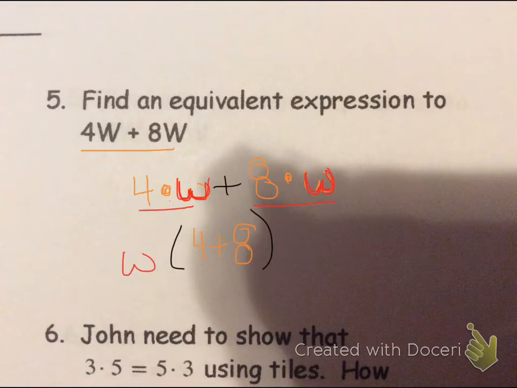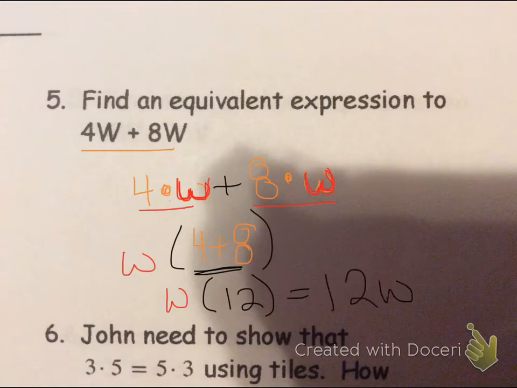Alright, so we have W times 4 plus 8, and now remember with our order of operations we have the 4 plus 8, those are like terms, we know we can go on ahead and add them. So we have W times 4 plus 8 is 12, okay, and now with the distributive property, commutative property, we can put those in any order, and we wind up with 12W.